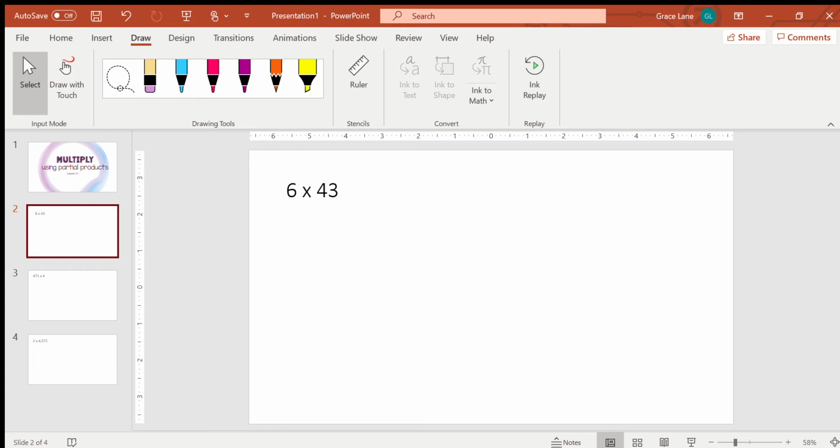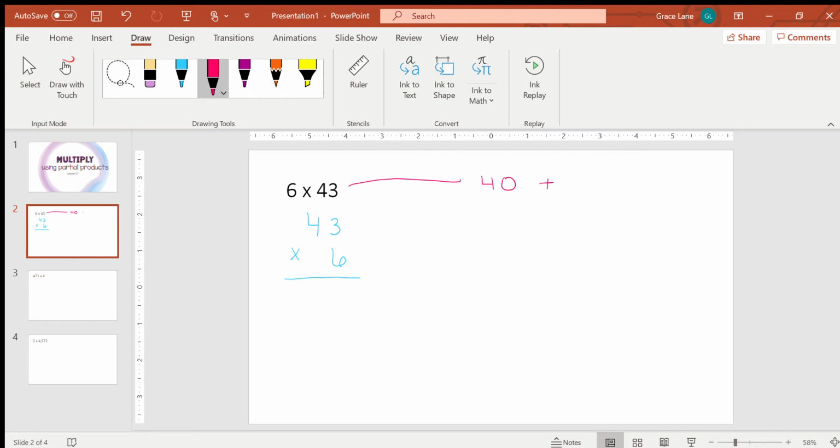The first one is just a pretty basic one. It's 6 times 43. Last time with expanded form we were writing out 6 times 40 and 6 times 3. Today we're going to skip some of that, so it's a little less tedious. So we're going to stack our numbers just like normal. I would recommend putting the bigger number on top, so 43 times 6.